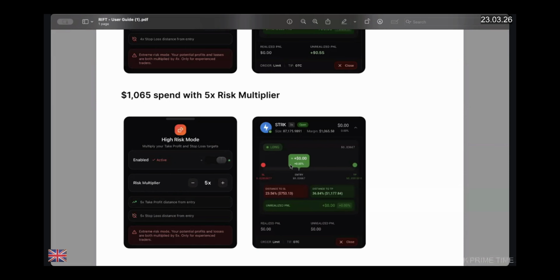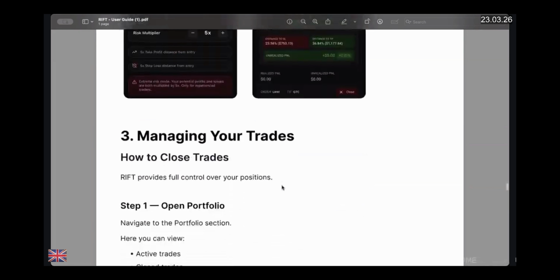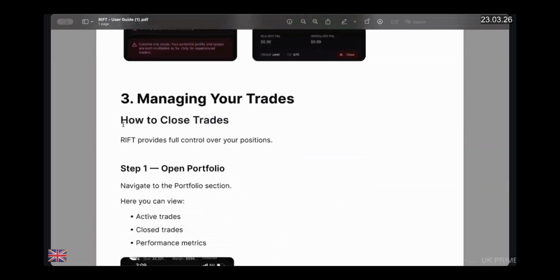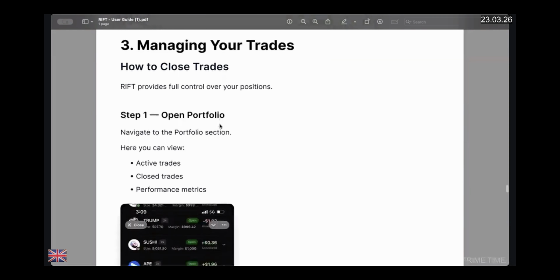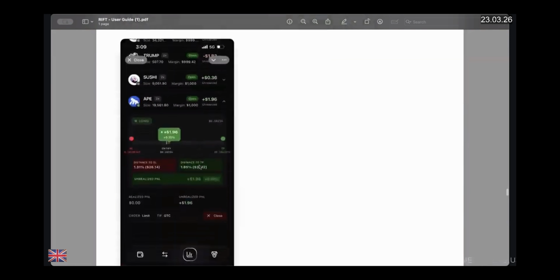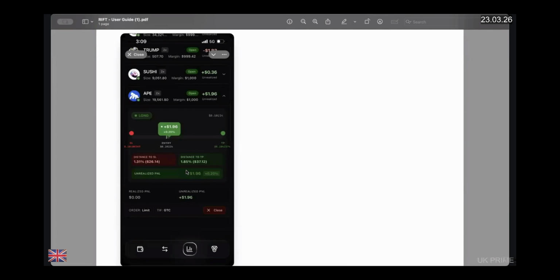You have the potential risk multiplier up to 6x, and you can do a lot with these customizations gradually. Then there is how you manage your trades and how you close them. You have full control over your trades, and you can individually close your positions as well, while you can also close all of them at once.